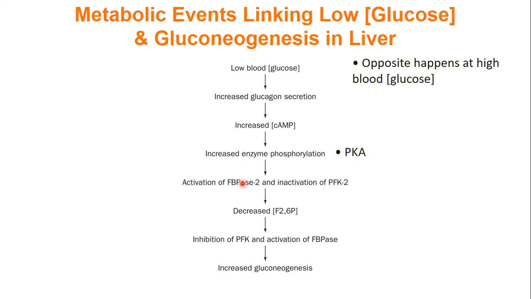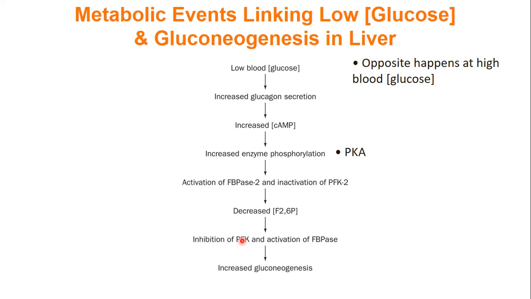This will also activate FBPase2 and inactivate PFK2. So this will turn on gluconeogenesis because we're out of glucose, start making glucose. Don't go through glycolysis. We don't have a lot of glucose, so don't break down glucose. This will decrease F26P, so this will inhibit PFK and activate FBPase, increase gluconeogenesis.